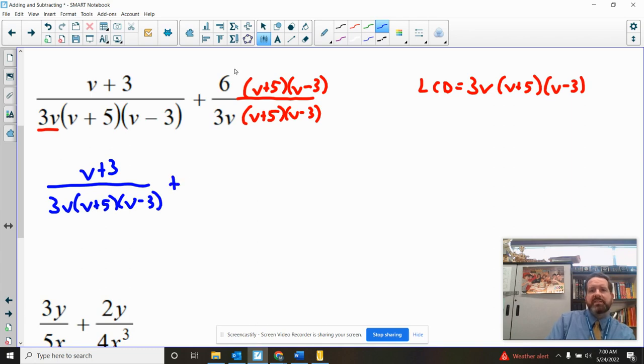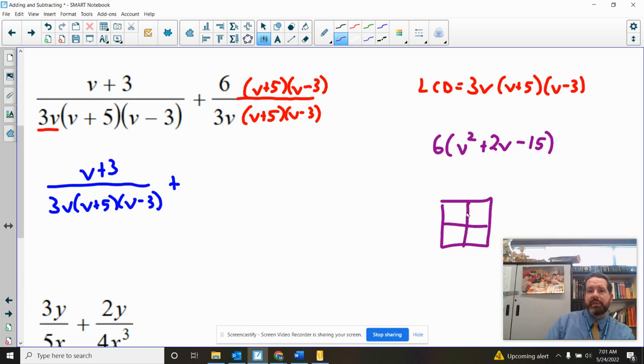Now, just for space reasons, I want to do a little thinking off to the side here. We're focusing now just on the top of this second fraction. If we first multiply out the v plus 5 times the v minus 3, that's going to give us v squared minus 3v plus 5v for a total of plus 2v and a minus 15. If you're not comfortable doing that in your head, you don't have to. I would say set up one of these grids. Do that same thing. Add it all together, you're going to end up in the same spot.